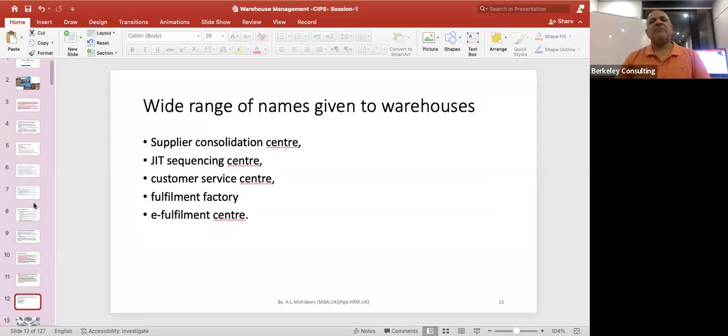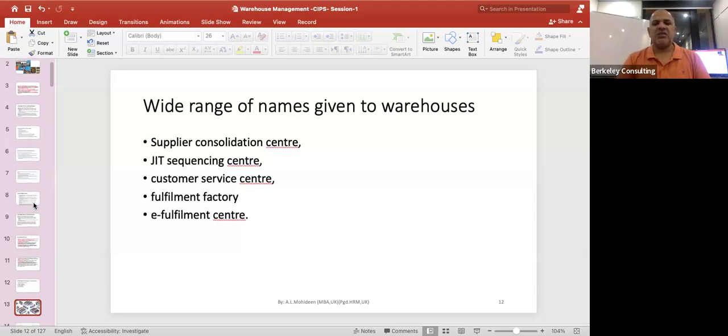So a wide range of names are given for warehouses. Different names are there. Now e-fulfillment center, the latest, and fulfillment factory, customer service center, just-in-sequence center, supplier consolidation center. There are different names for warehouses.